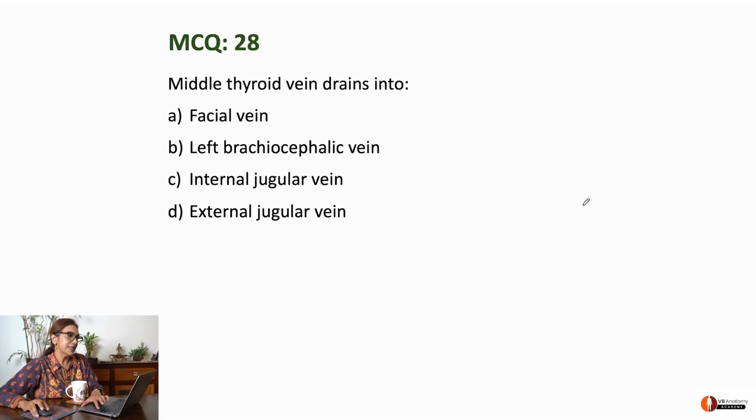Okay, right. MCQ 28. Middle thyroid vein drains into internal jugular. Middle thyroid vein is here. It cannot drain into facial. Left brachiocephalic, no. Internal jugular likely to be correct. External jugular, no. C has to be the answer.